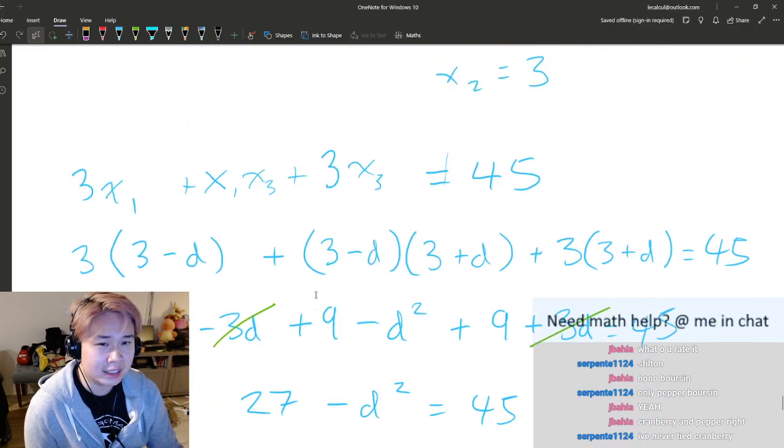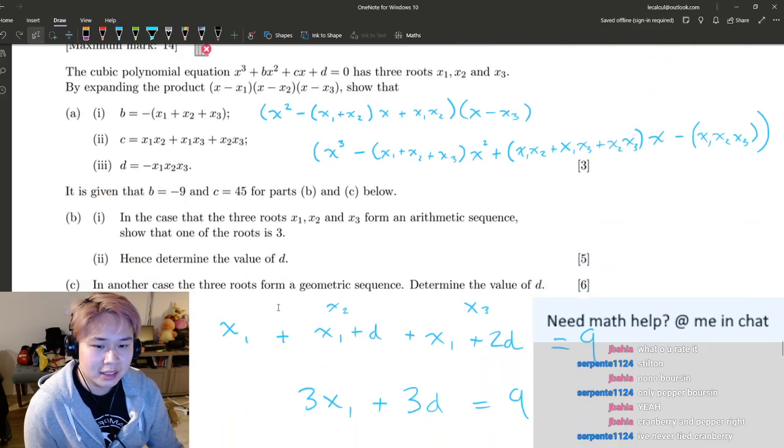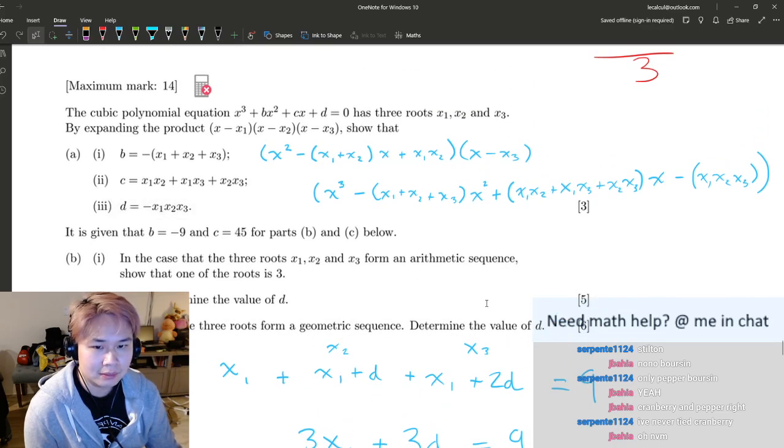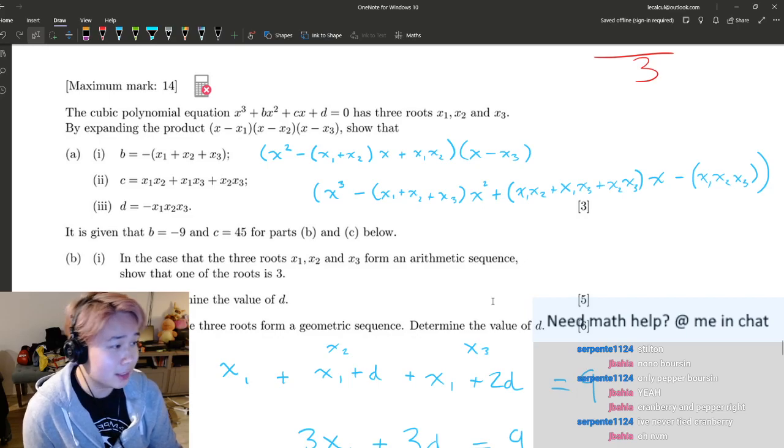Anyways, I found out d is negative 81. I'm sure that's right. And then in another case, the three roots form a geometric sequence. Find the value of d. Oh man, and then you have to do everything all over again?